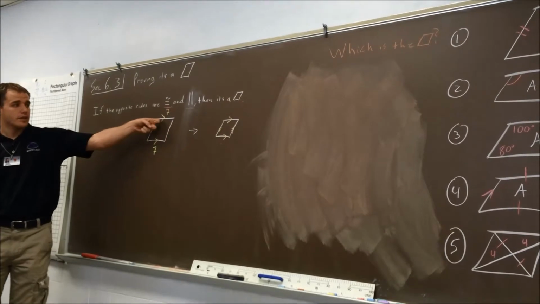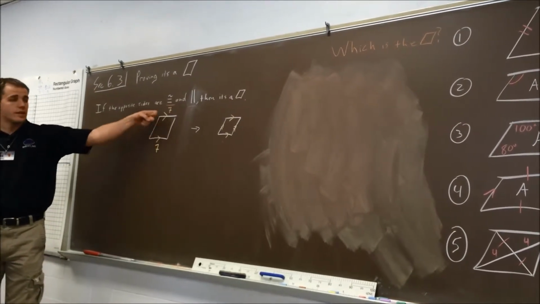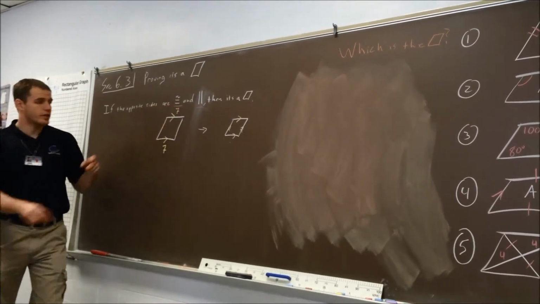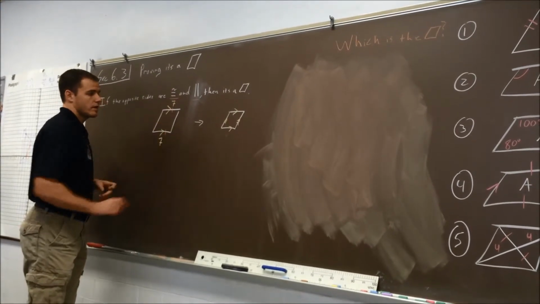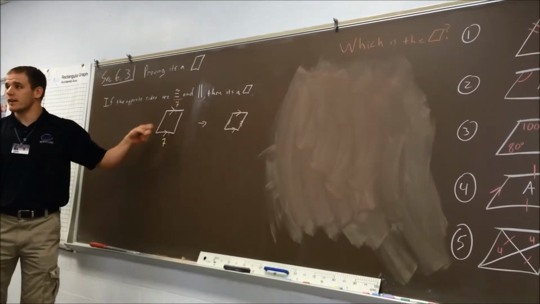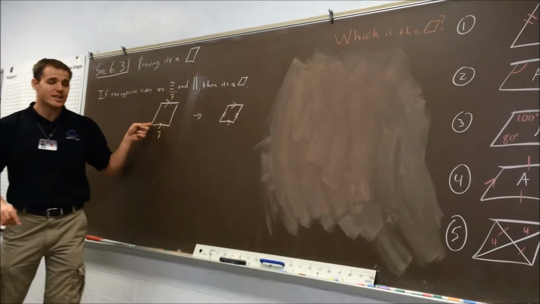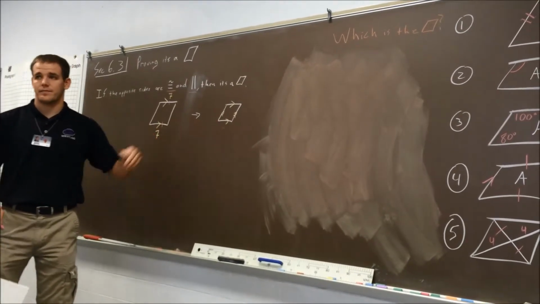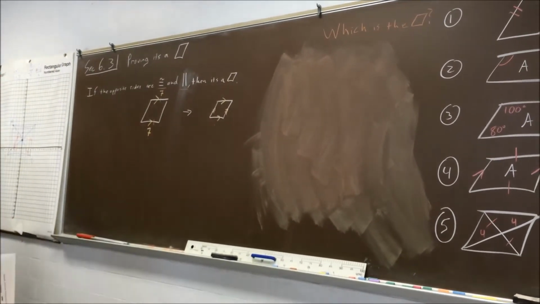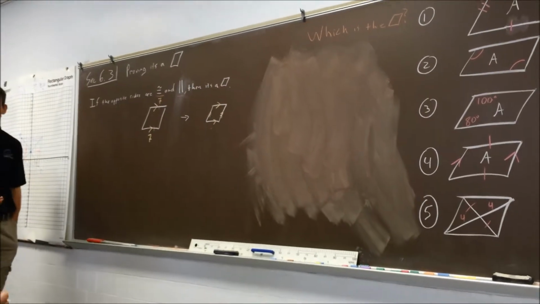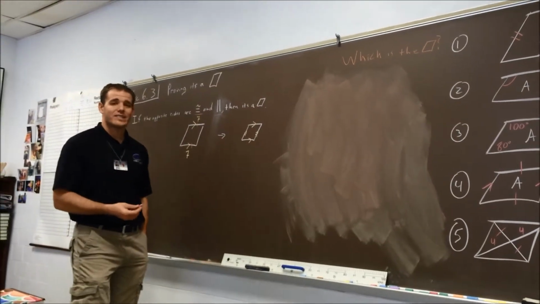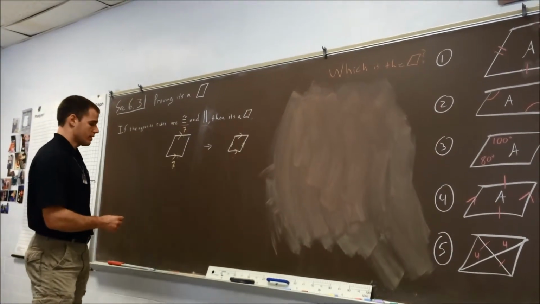So right here, these two sides, they're both 7, right? So they're congruent. It also says they're both parallel. So that means this is a parallelogram. But it has to be the same pair.